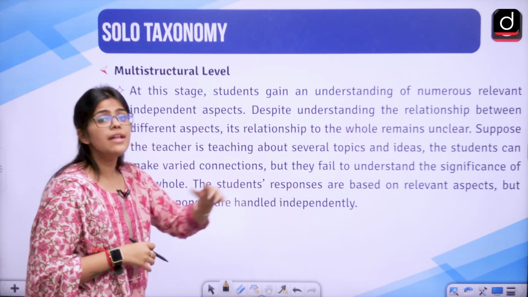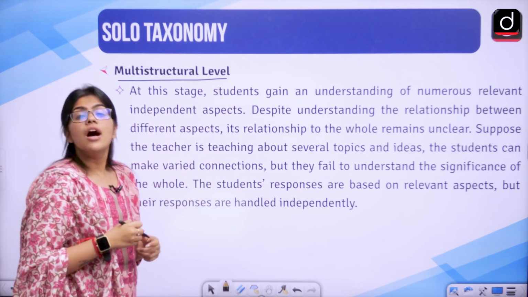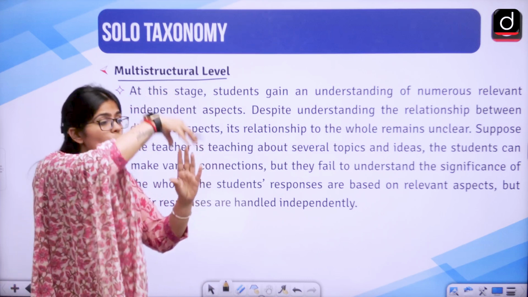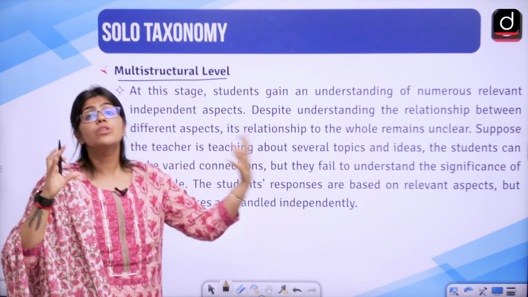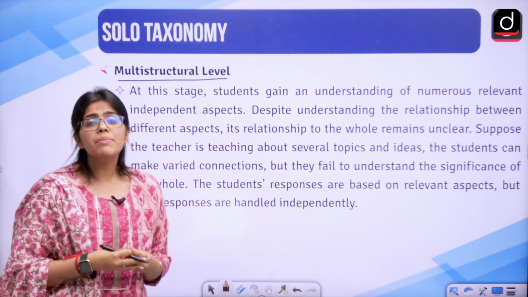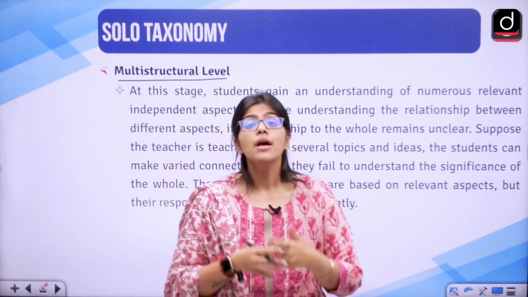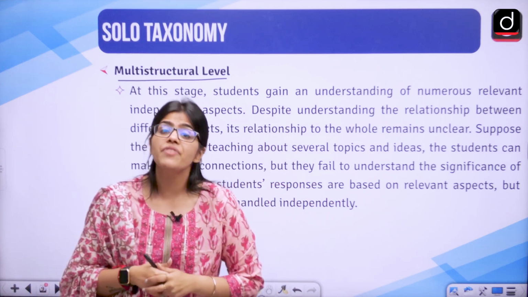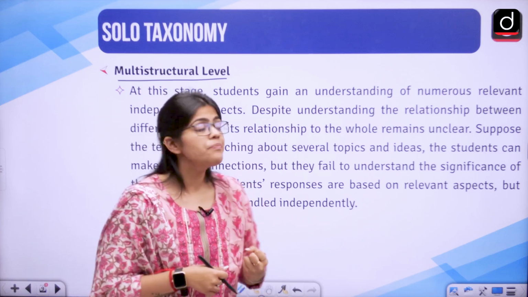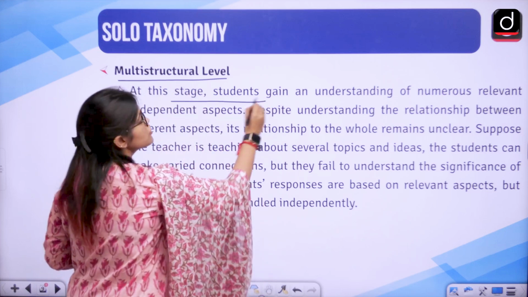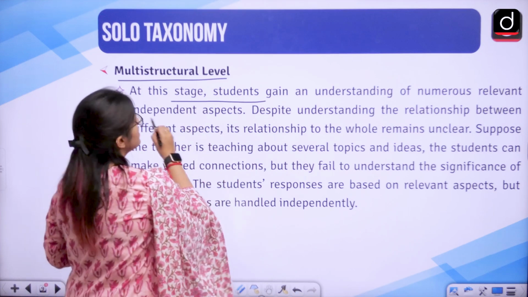Then you move again. Another level is the multistructural level. Now you were only aware of one structure, one domain, say cognitive. Now you get to know about the other aspects also. Or maybe you knew that it is Bloom who started to talk about the cognitive domain, but there are other theorists who are very much known for the psychomotor and the affective domain. So what is it? At this stage, the students gain an understanding of the numerous relevant independent aspects.